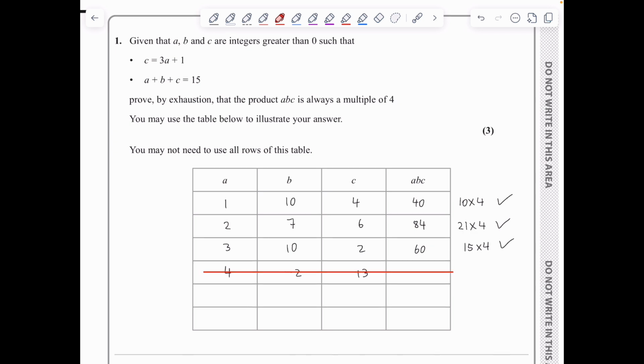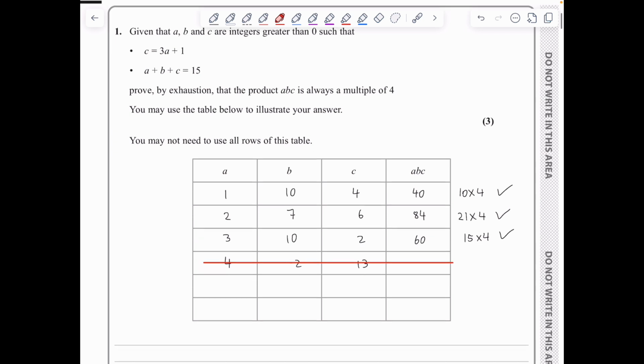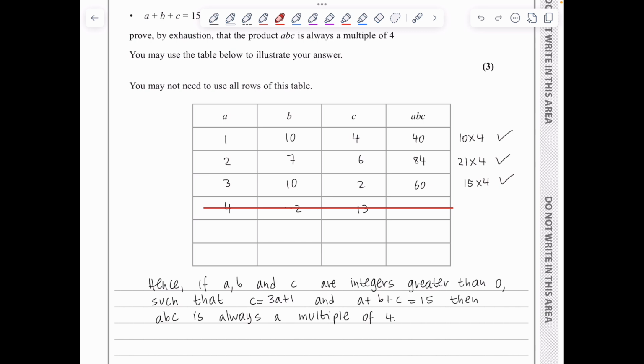And therefore, the only thing missing is for me to write a full conclusion. So we conclude that if a, b, c are integers greater than 0, satisfying the two conditions, that c is 3a plus 1 and a plus b plus c is 15, then abc is always a multiple of 4.